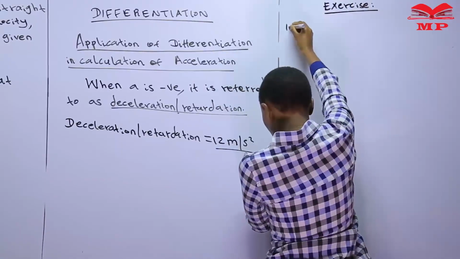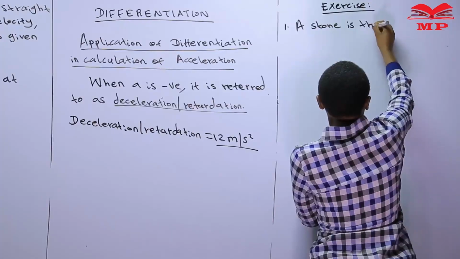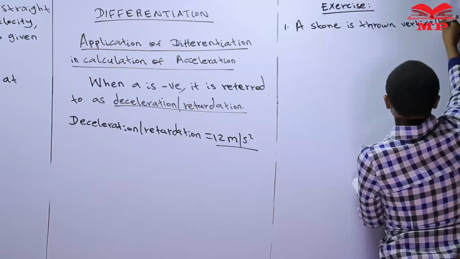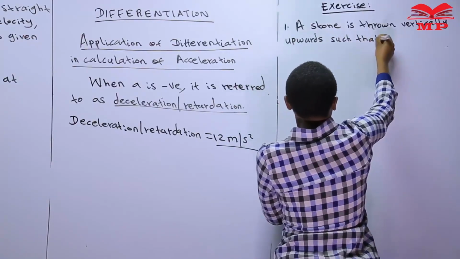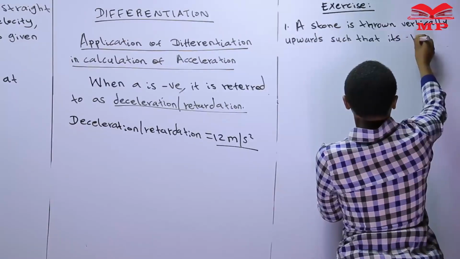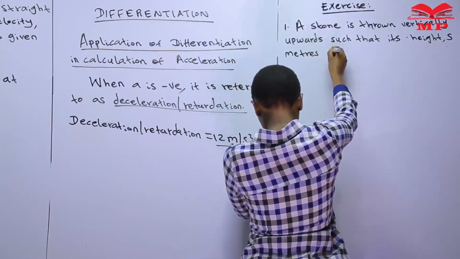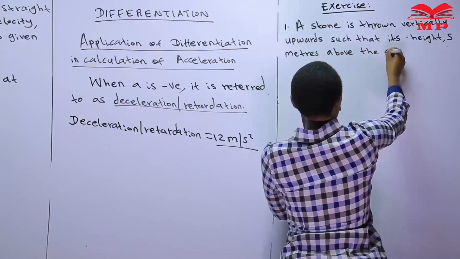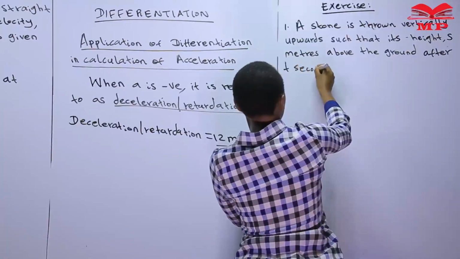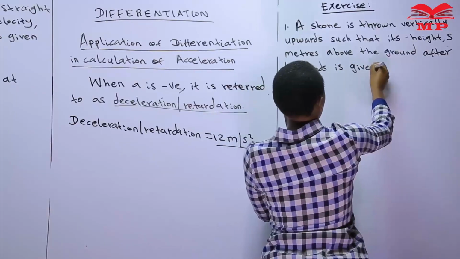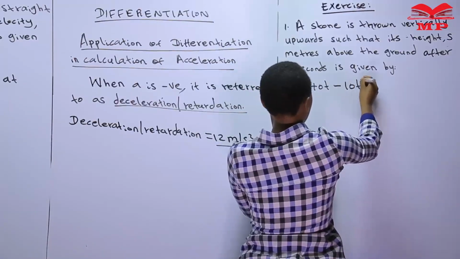Question number 1. A stone is thrown vertically upwards such that its height, in our case here we have the height, its height S meters above the ground, after t seconds, is given by the following. S is equal to 40t minus 10t squared.